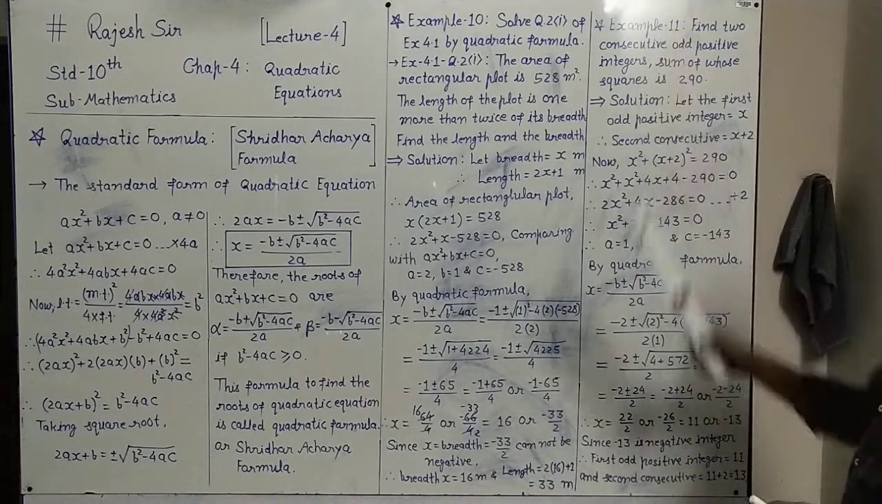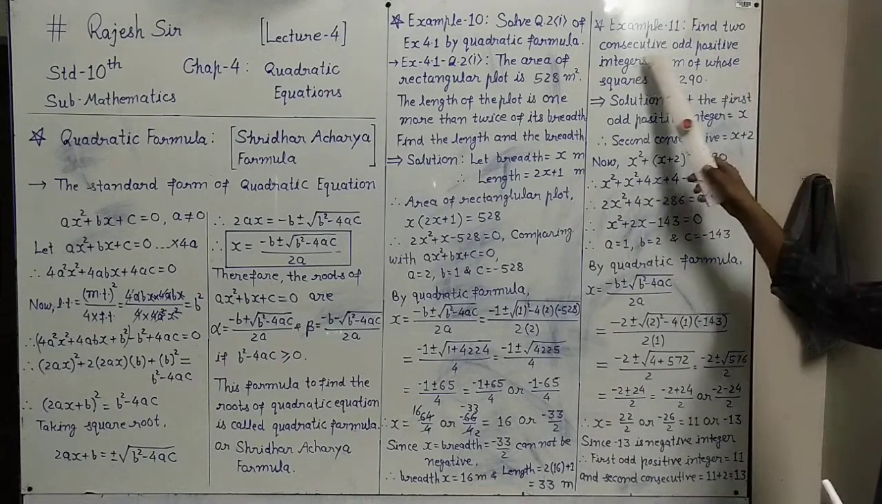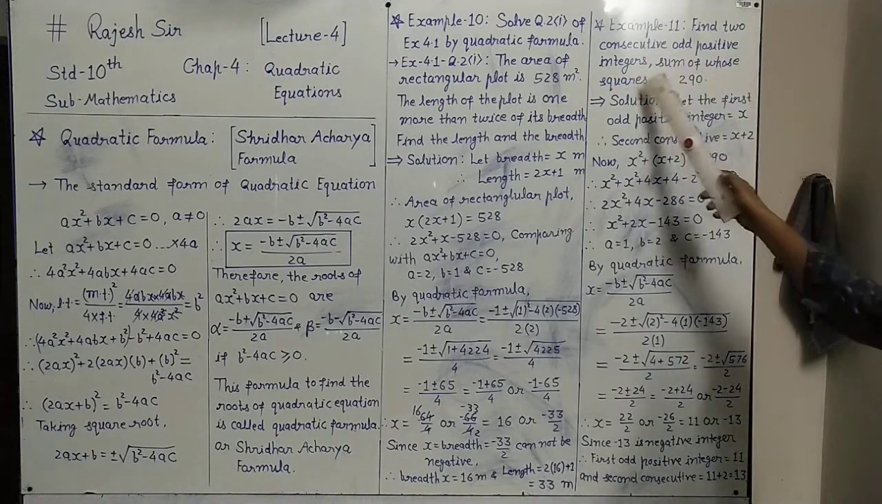Next is example 11. Find two consecutive odd positive integers, the sum of whose squares is 290.